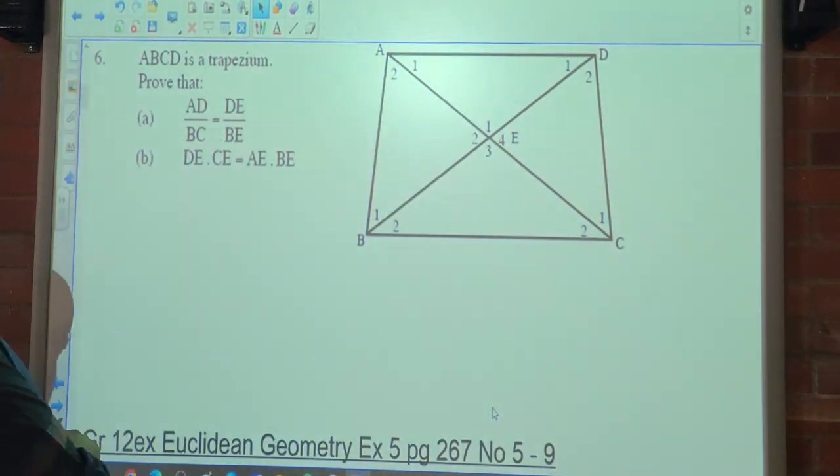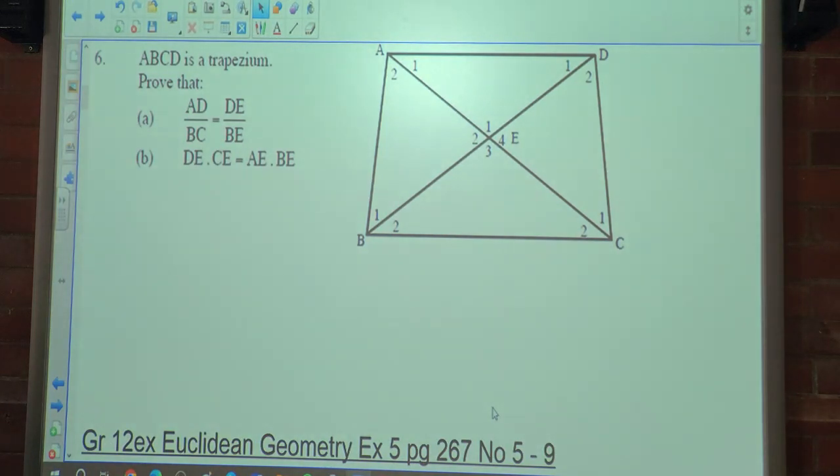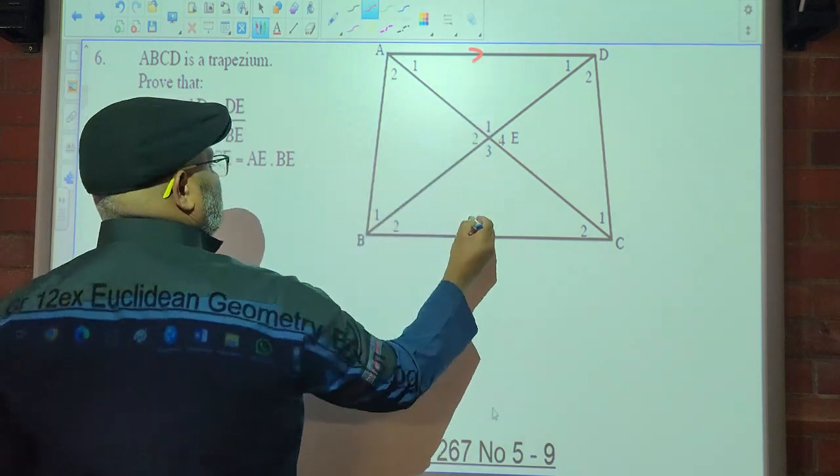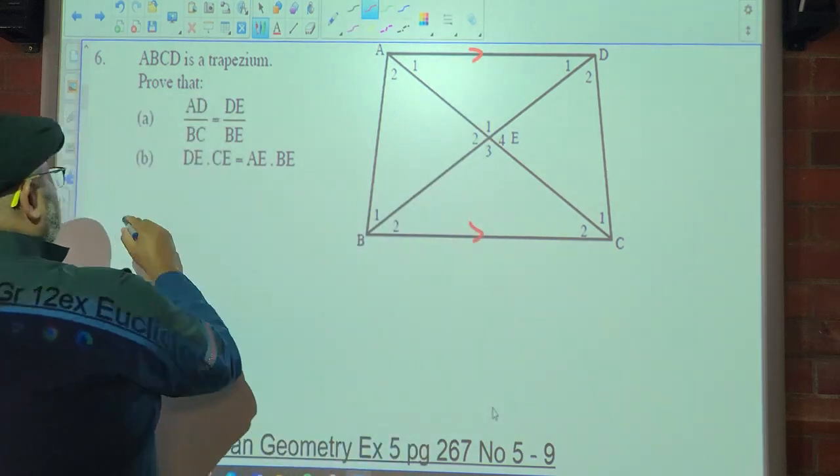Alright, question 6. We are told that ABCD is a trapezium. If it is a trapezium, what do we know? AD is parallel to BC. Why? Properties of a trapezium: a trapezium has one pair of parallel sides. So in other words, we could use that.